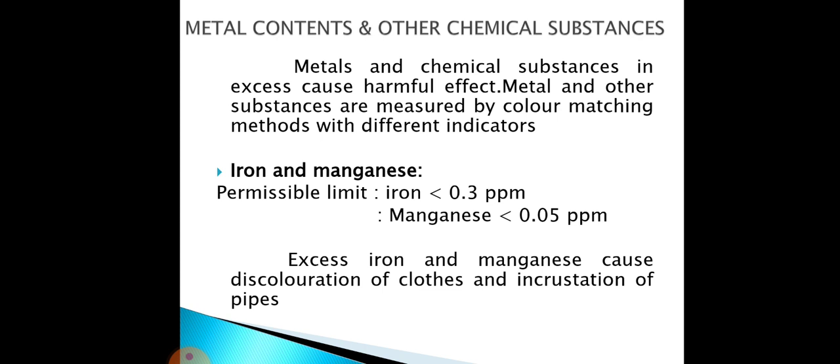The permissible limit of iron in drinking water is less than 0.3 parts per million, and the permissible limit of manganese is less than 0.05 parts per million. Whenever iron and manganese are present in excess, it causes discoloration of clothes, as well as incrustation of the pipes.